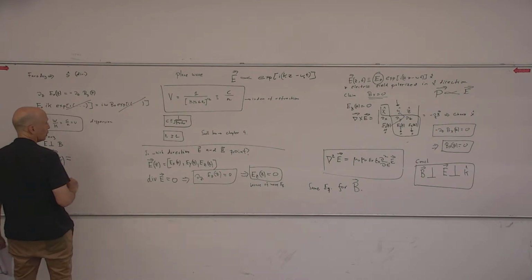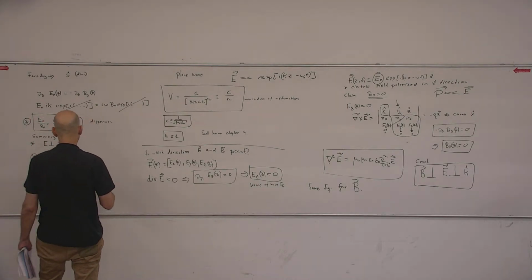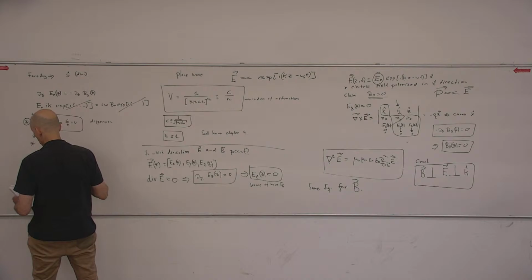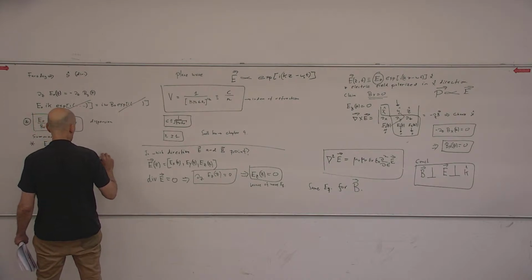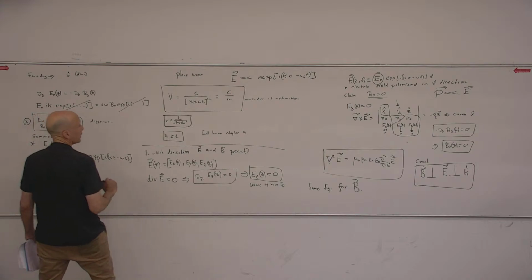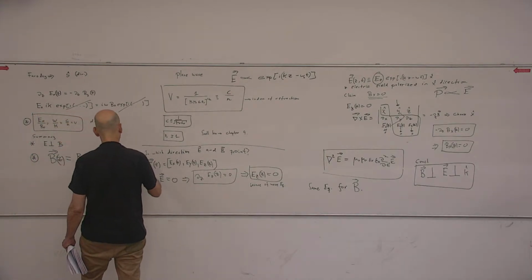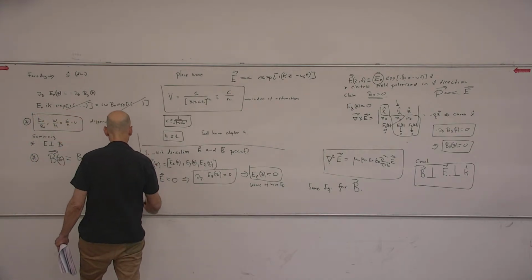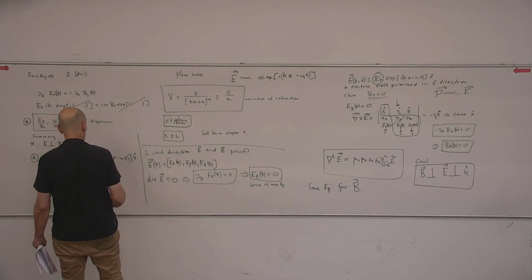Bz is equal to B0 exponential of i(kz minus omega t) in the y direction. Why can we assume that it is described by exactly the same wave function?